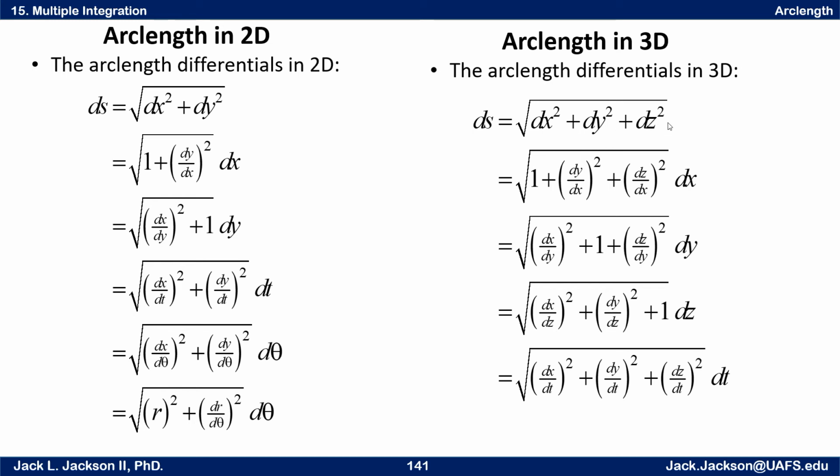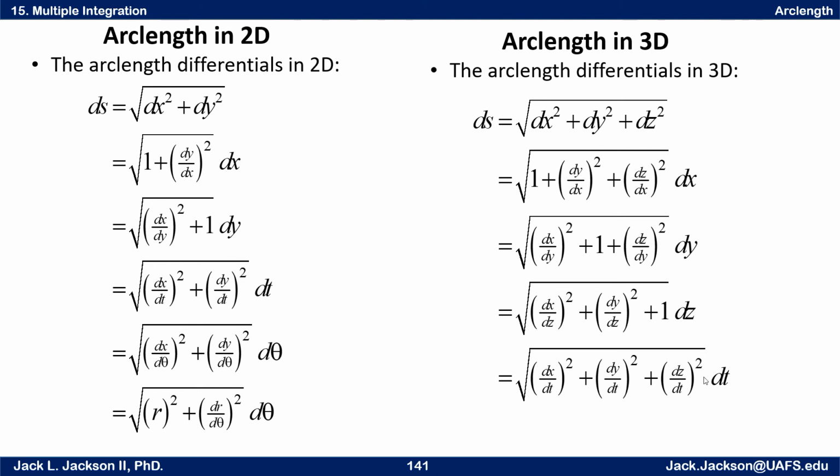You could just add another differential squared here. So if you could get everything in terms of one variable x, then you could use this second version here. If you get everything in terms of y, it would be this one, or in terms of z here. But very often when we're talking about curves in three dimensions, we're usually thinking of those as parametric versions of the curves. And so usually the version we're going to use is this last version, dx over dt squared plus dy over dt squared plus dz over dt squared, and then square root the whole thing times dt, and that's our arc length differential ds.